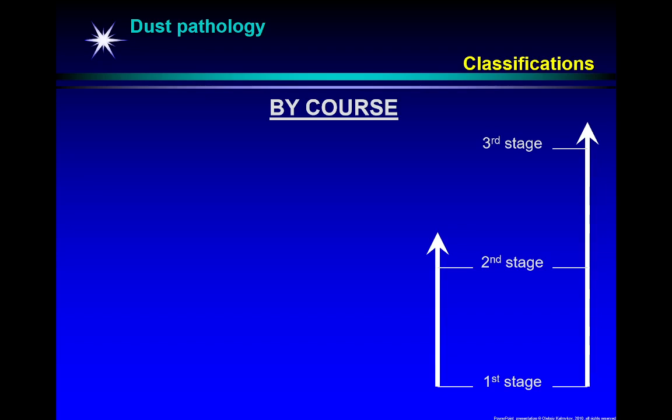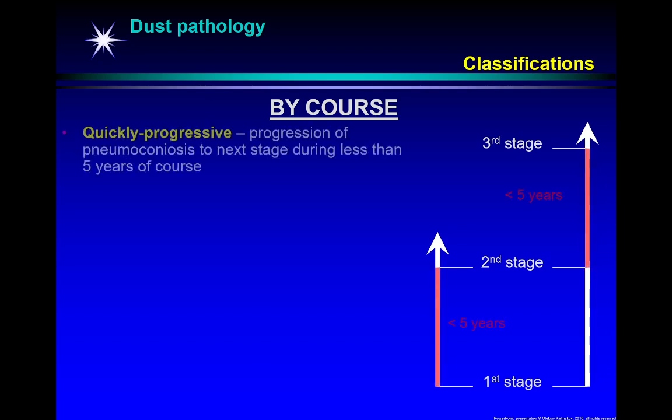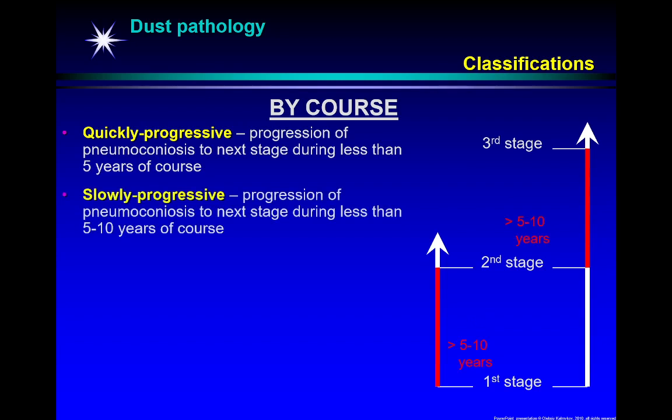And four types of course. When some stage of pneumoconiosis has already been diagnosed, and in less than 5 years there is a progression to the next stage, we name this quickly progressive. If it lasts more than 5 to 10 years, but there is progression from stage to stage, we name it slowly progressive course.